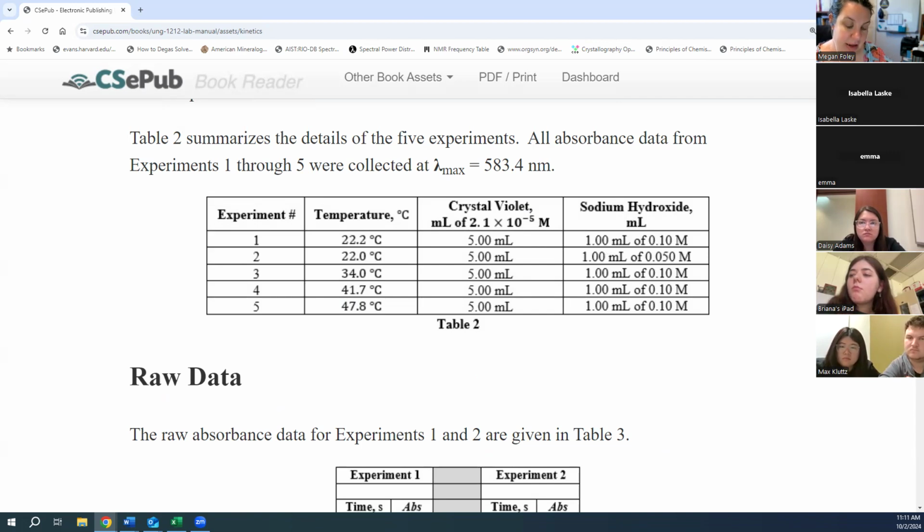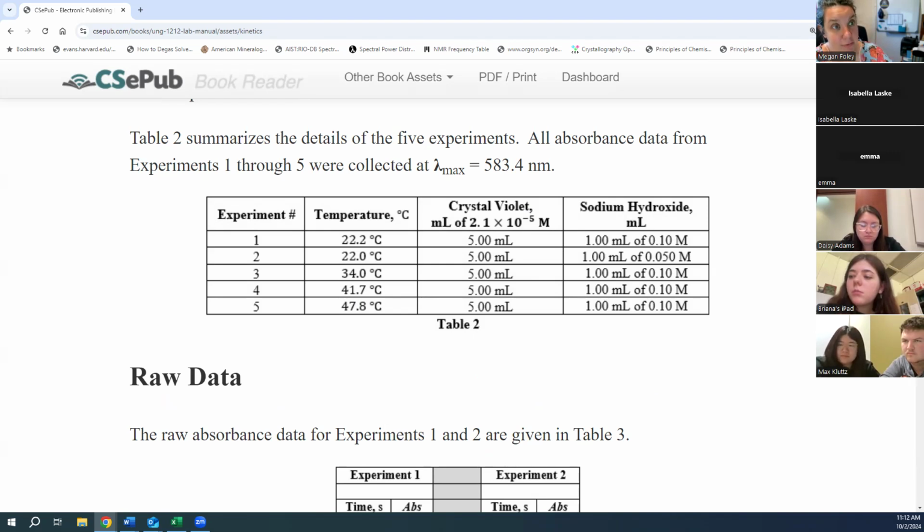So what they did with this is they kept the sodium hydroxide concentration significantly higher so that it essentially doesn't change during the reaction. So we can look at how just crystal violet concentration changes over time and how it affects the rate of the reaction. With that information, we are doing a reaction to figure out just what the order is with respect to crystal violet. So we can take experiment 1 data and do concentration versus time, natural log of concentration versus time, and 1 over concentration versus time, and see which of those graphs result in a linear correlation between concentration and time.